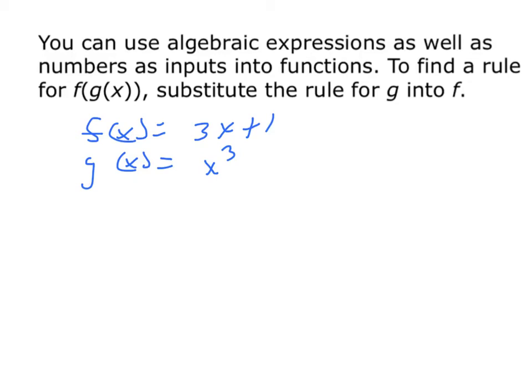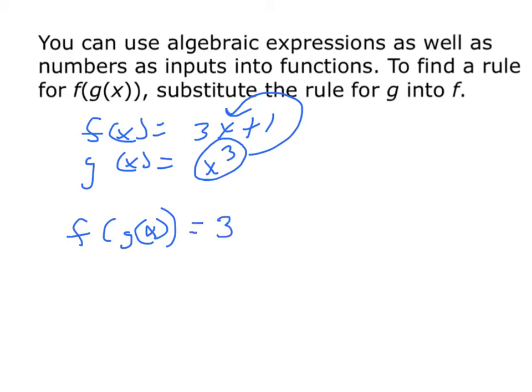So what I can do is find out what f of g of x is. But instead of substituting, for example, the 2 into one and taking that result and plugging it into the other, I can take the g function and substitute it in for the x in the f function. So that means I will get 3 times, with parentheses there, the x cubed plugged in for the domain value of the f function, plus 1, and then we simplify that, so that gives me 3x to the third plus 1.